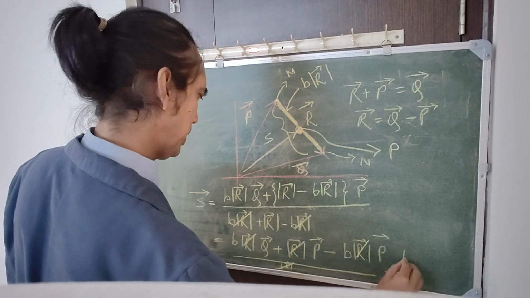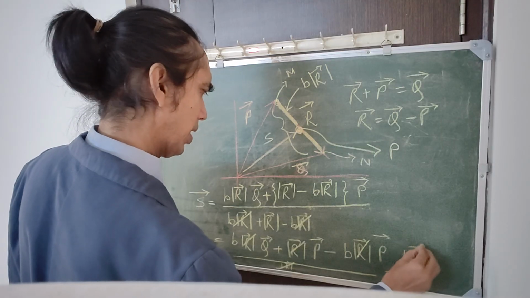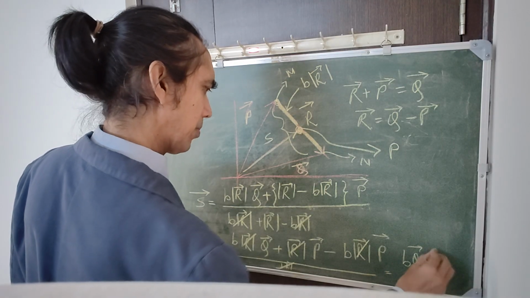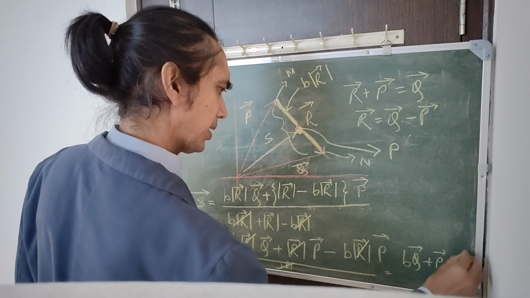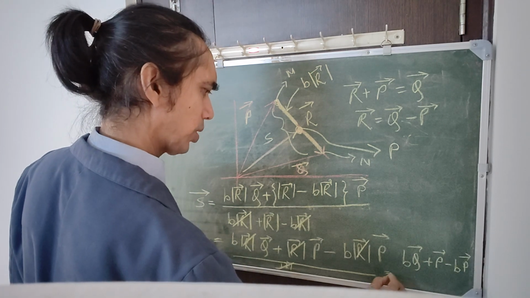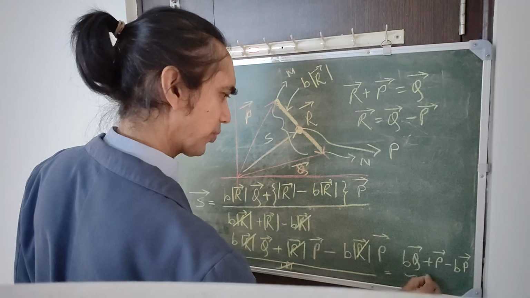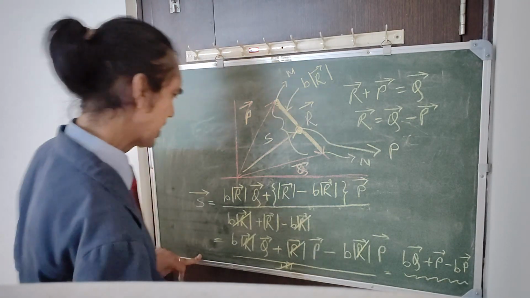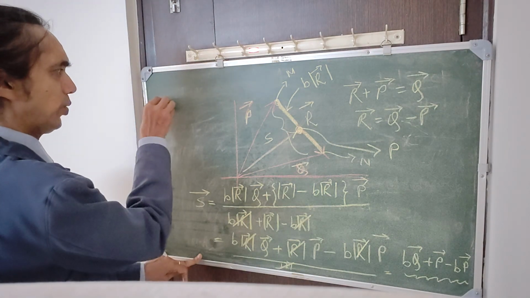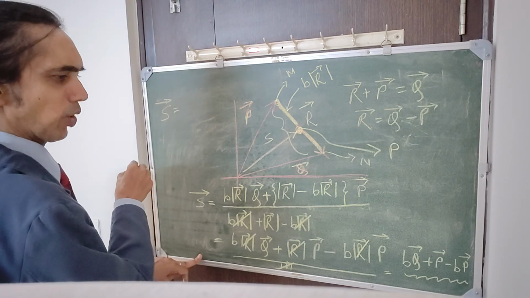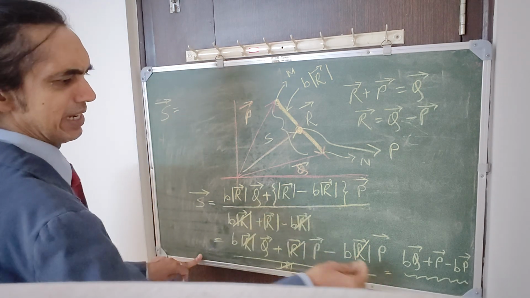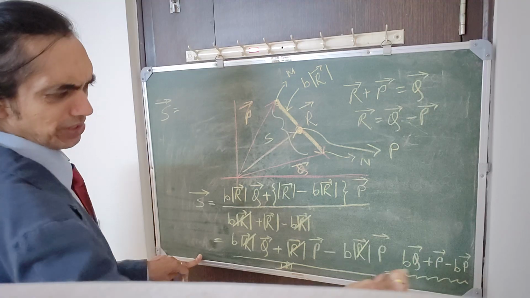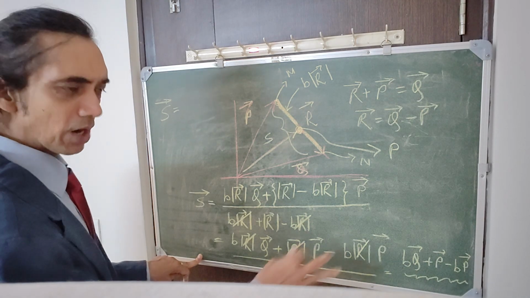What we are left with is B into Q plus P minus B into P. This is the vector which we are getting. See for yourself, this is what we are getting as S. So S is what to write eventually. We can take B common, and you can mark the option over here.